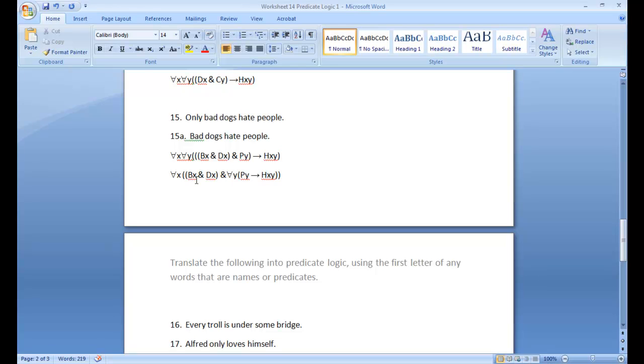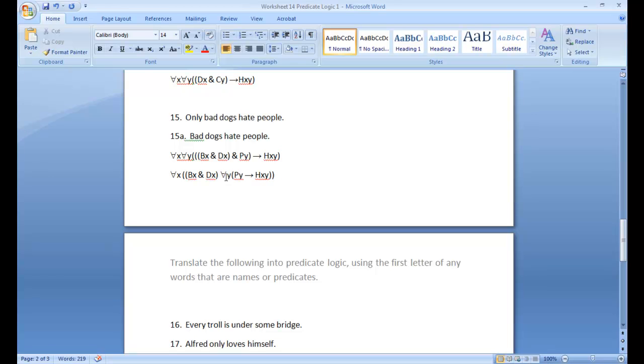For all x, x is bad, and x is a dog. And for all y, if y is a person, then x hates y. That's kind of close, but it's not right because this literally says everything is a bad dog. We don't want it to say that everything is a bad dog. We want it to say that if something's a bad dog, then if it's a person, then x hates y.